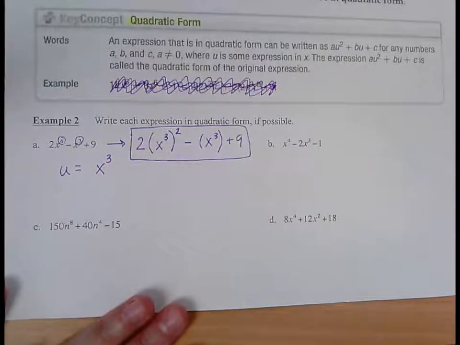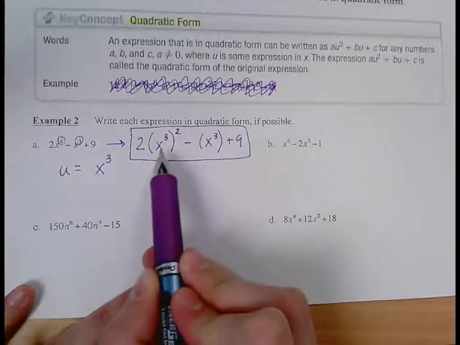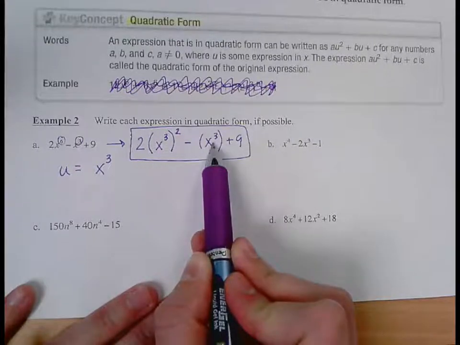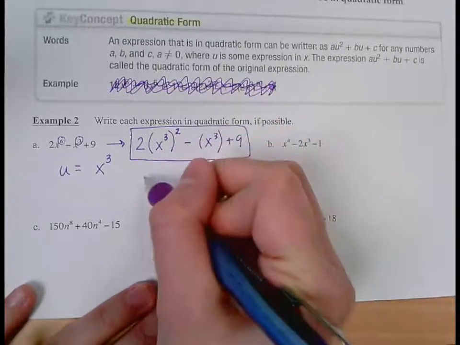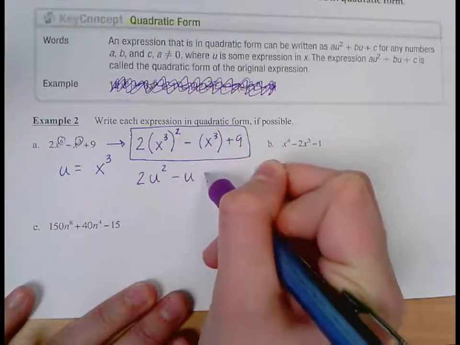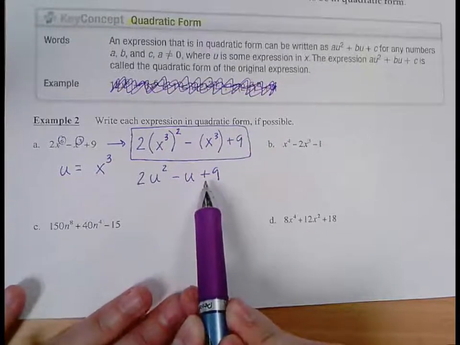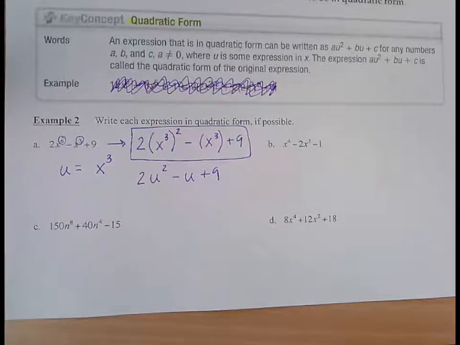How we're going to use this in the examples on the back to actually solve is you would then replace these x cubeds in parentheses with u and write it as 2u squared minus u plus 9, because now this is a quadratic expression and you can factor or use the quadratic formula to solve the equation if it was equal to 0.